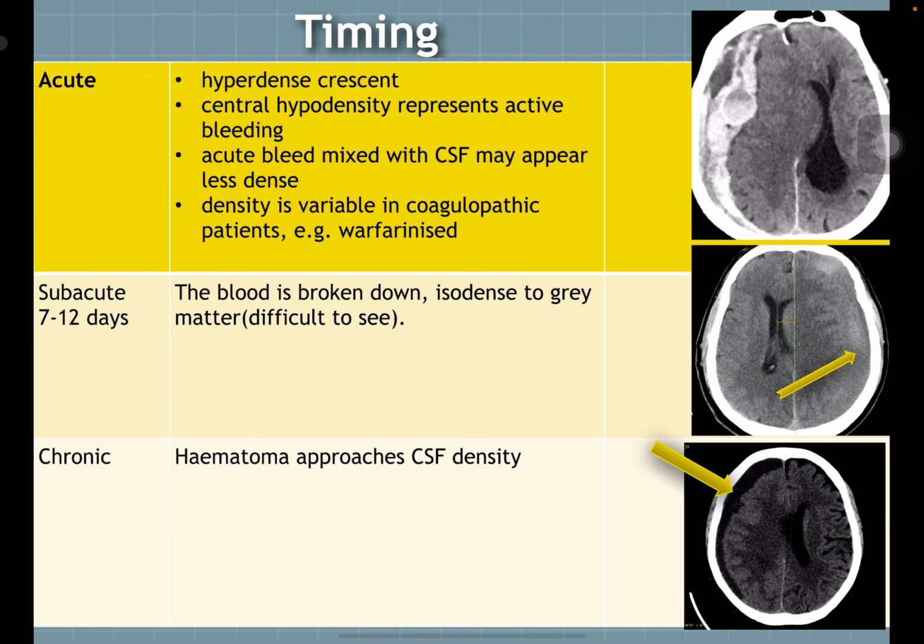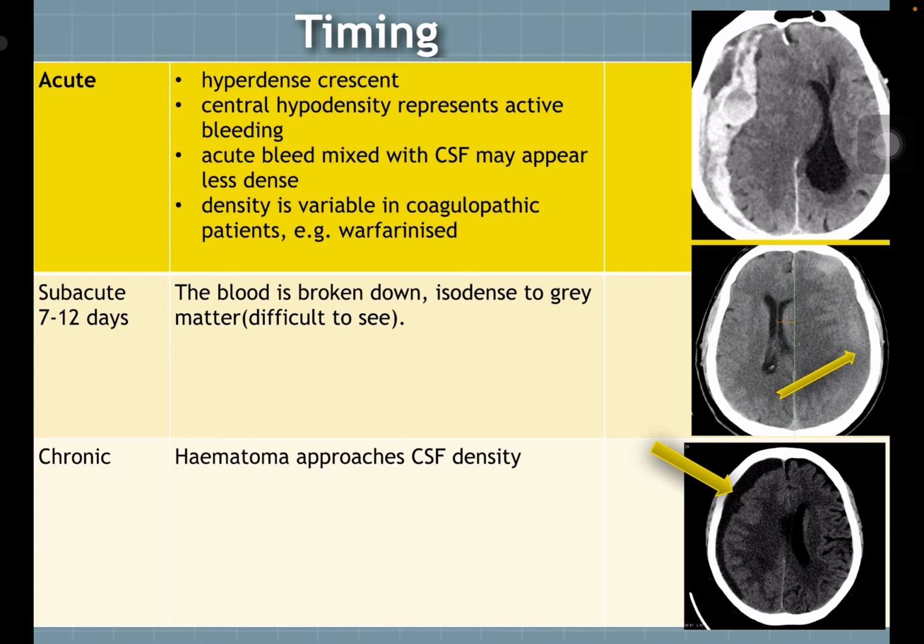So for the timing of the subdural hemorrhage, acutely it might appear as a hyperdense crescent in shape. There is an active bleed if there is a central hypodensity, or the density might be variable in a coagulopathic patient, for example a patient taking warfarin. And then for subacute, 7 to 12 days, the blood is broken down. So we can see here that now the bleed is isodense to the gray matter, so it's difficult to see.